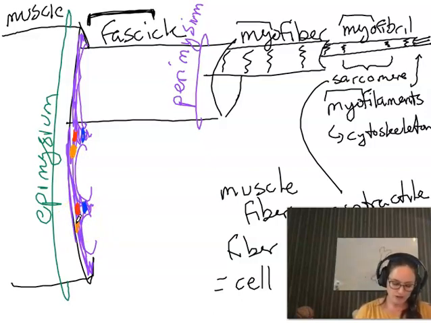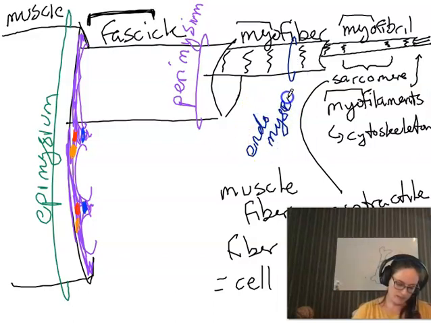And then immediately surrounding each myofiber, there's also a connective tissue layer known as the endomysium. It's still one word, by the way. That's an I, not an E. It's still one word, endomysium. I just don't have a lot of space here.